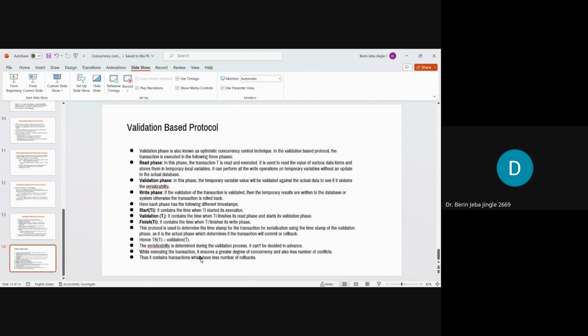While executing the transaction, it ensures a greater degree of concurrency and also fewer conflicts. Each and every time, it validates and then writes to the database. First it reads, it validates, then writes. Due to this, there are fewer conflicts, and the transactions have fewer rollbacks also. So that's all about concurrency control.